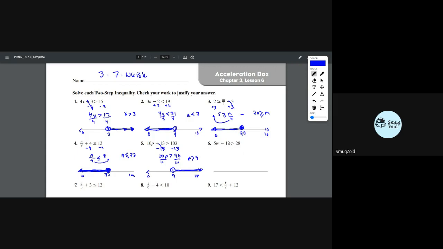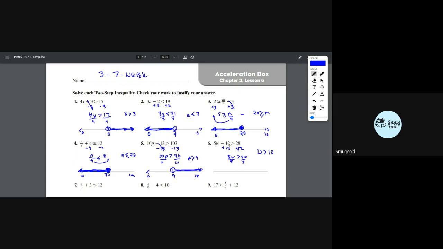5w minus 12 is greater than 28. And add 12 here. Add 12 here. And up with 5w is greater than 50. Divide by 5. Divide by 5. Get rid of that. So this is going to be w is greater than 10. Nice, right?